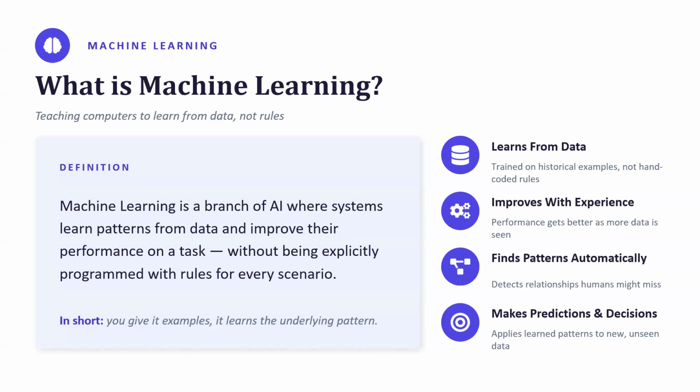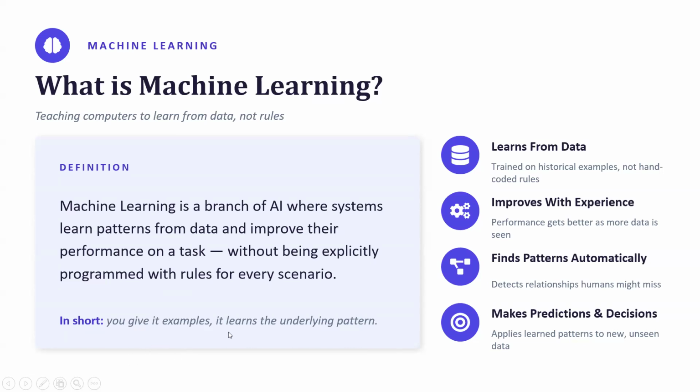What is machine learning? It teaches computers to learn from the data, not the rules. Today also we discussed that machine learning is different from typical software programming: it learns from the data and creates the rules out of it. Machine learning is a branch of AI where the system learns patterns from data and improves performance on a task without being explicitly programmed with rules for every scenario.